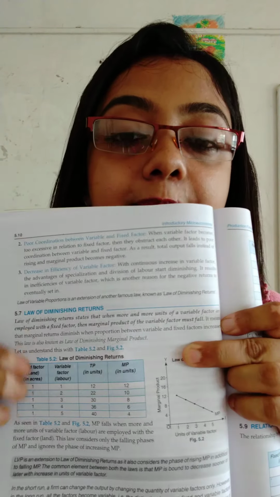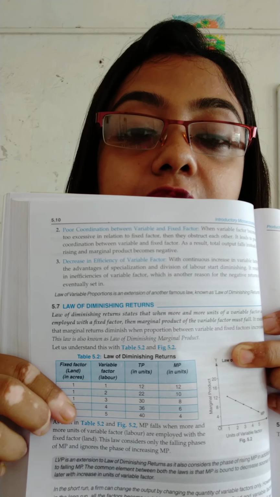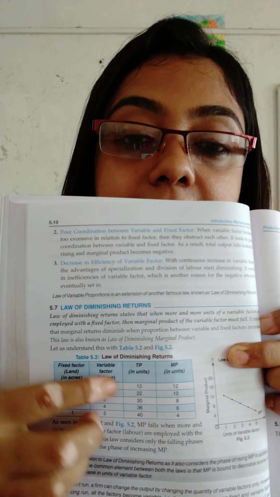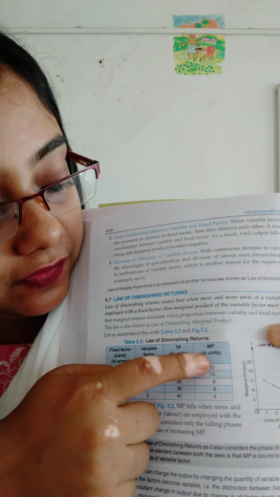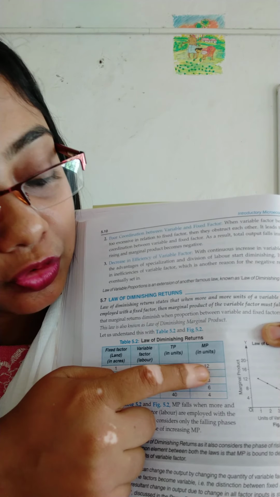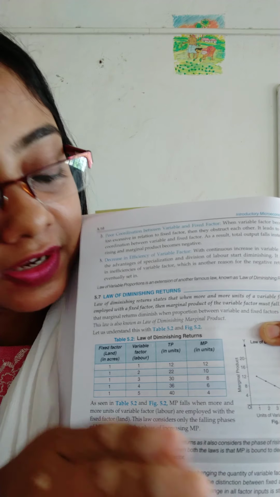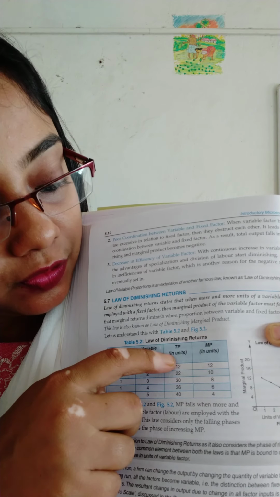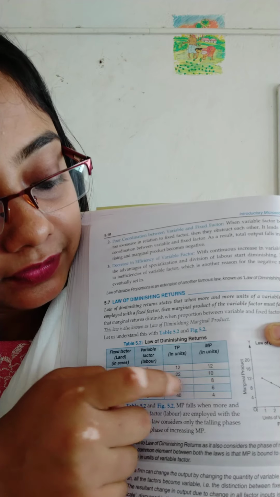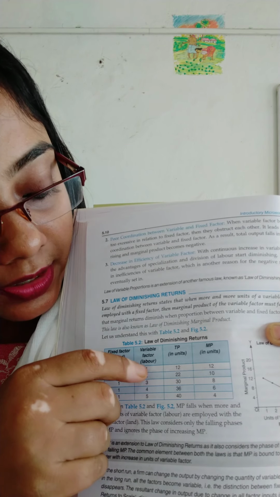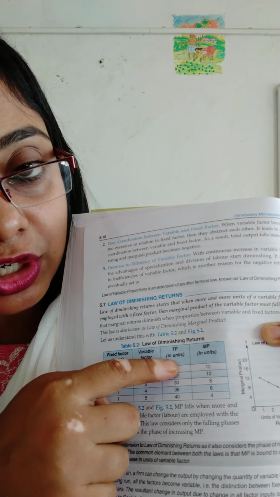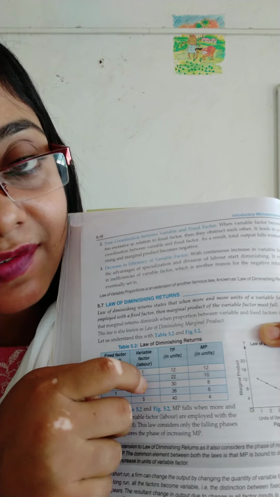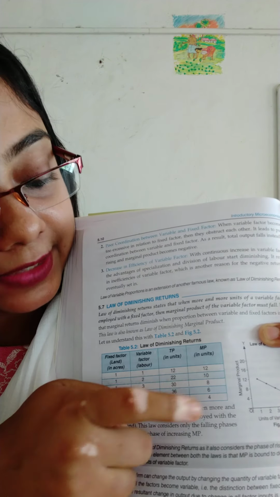See, in this table also, when I talked about the law of diminishing returns, what was my value? Total product was 12. Marginal product first will be 12, because before that we don't have any value. Then 22 minus 12: change in total product by change in variable factor. So the change in total product is 22 minus 12, and 2 minus 1, so 10 divided by 1. So my marginal product is 10.